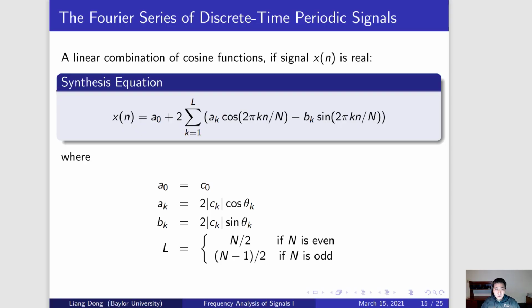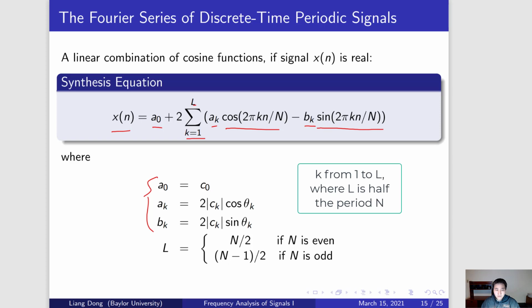When x[n] is a real signal, it can be decomposed as a linear combination of real cosine and sine functions. So the synthesis equation can be written in this form: x[n] equals a weighted sum of cosines plus a weighted sum of sines, with all these coefficients a0, a sub k for k from 1 to L, and b sub k for k from 1 to L, related to the coefficient c sub k in this format. Again, because cosine is an even function and sine is an odd function, I only need to write out one direction, k from 1 to K.